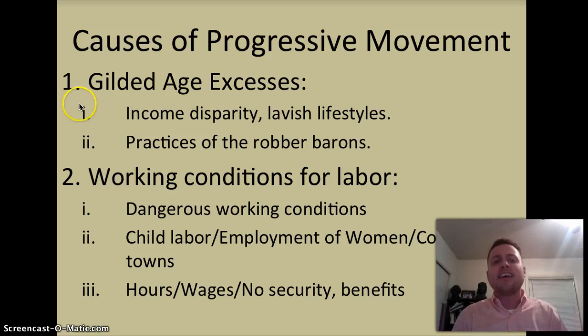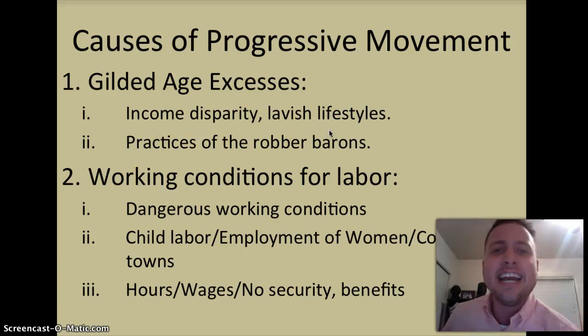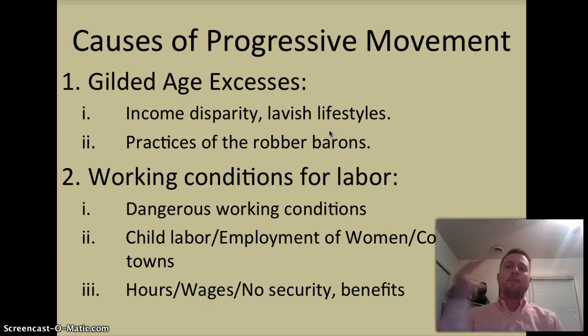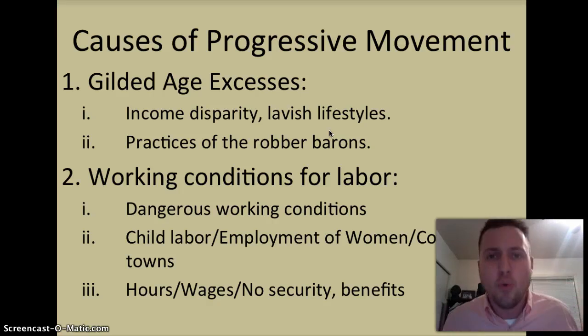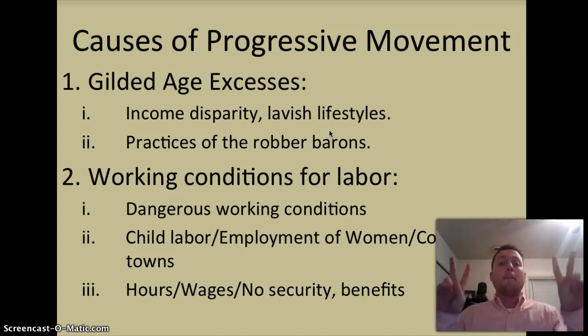So here's our first point for the Gilded Age excesses. One, income disparity. You had very, very rich, and you had very, very poor. And the super rich often lived in lavish lifestyles, meaning they ate the finest this, lived in the biggest houses, all while there was still a lot of poverty in the United States. Two, the practices of the robber barons. Robber barons is a negative name given to Carnegie, Rockefeller, Morgan, and Vanderbilt, along with many other leading industrialists, saying that they were paying too low wages, exploiting their influence by bribing the government, all that bad stuff.